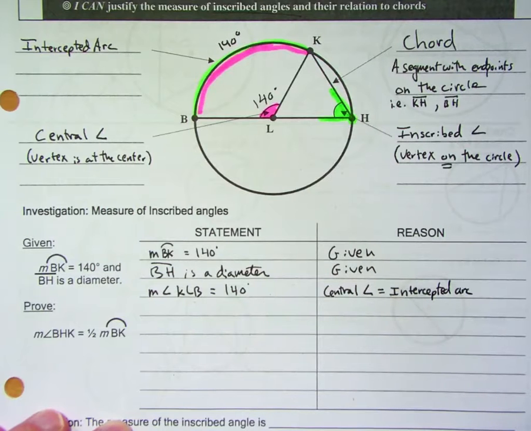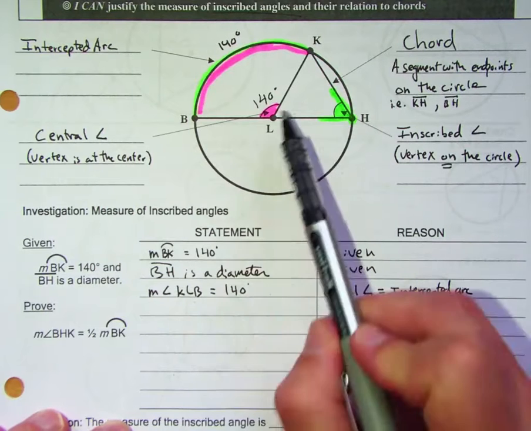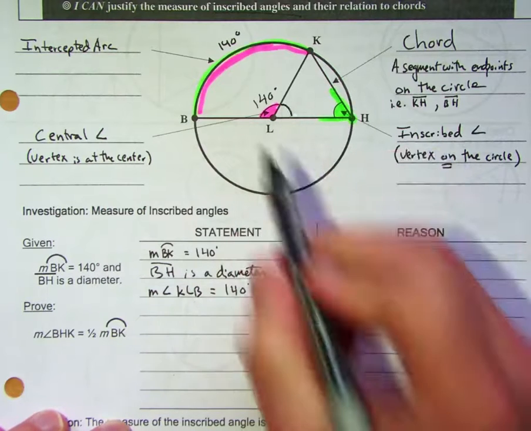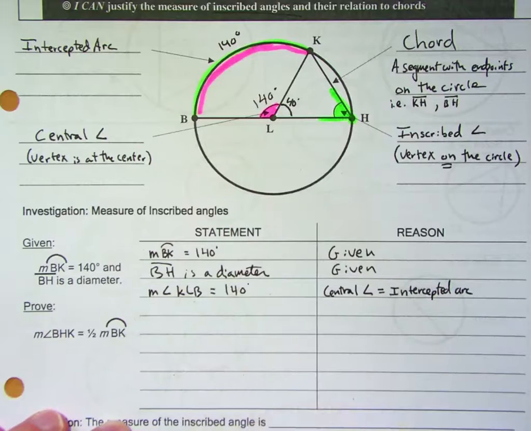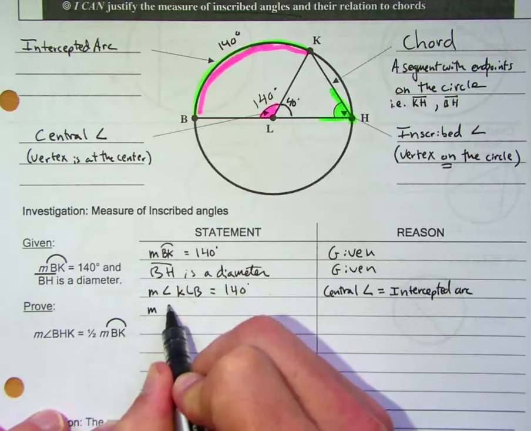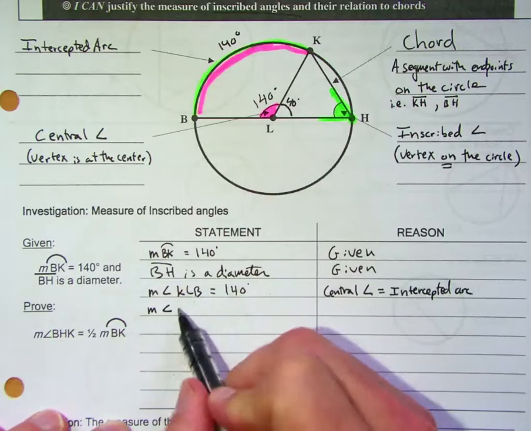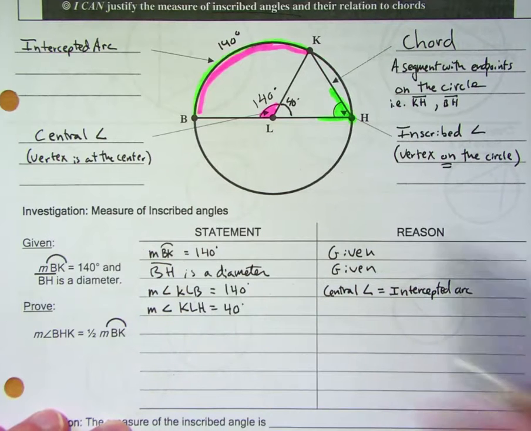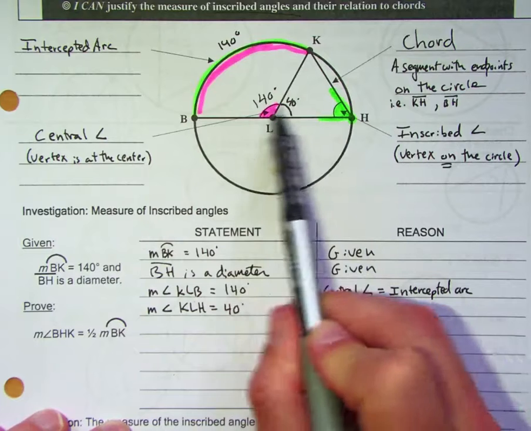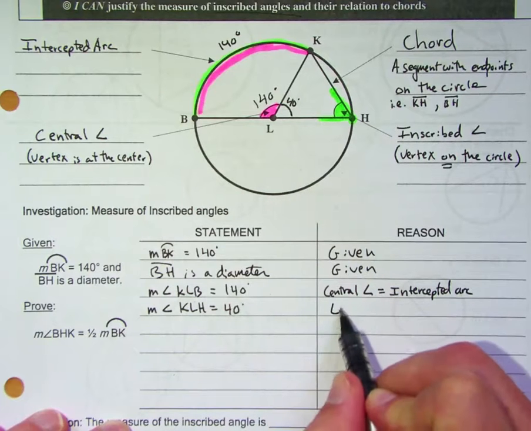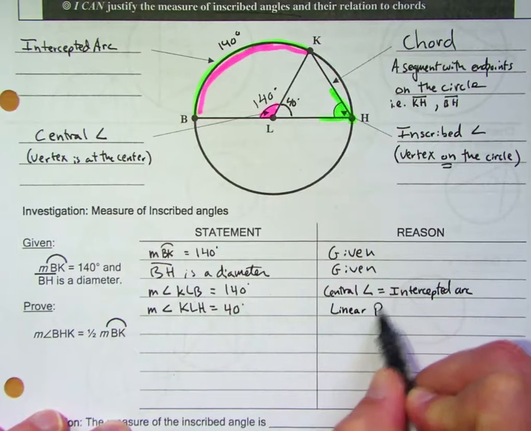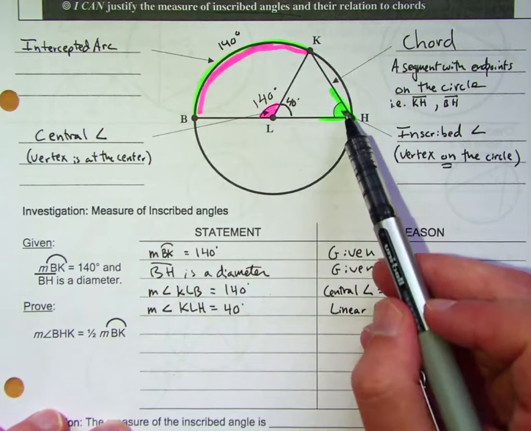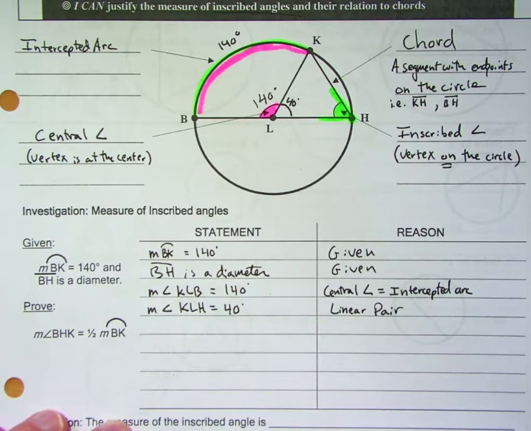Okay, can we go any further? Anything else we can figure out? Well, sure. What about this angle right here? This angle in here we know is, that's right, 40 degrees. So the measure of angle KLH is equal to 40. What's the reason why? These make a straight line and they're adjacent, so that's a linear pair. Okay, we're getting closer to the angle that we're looking for, so we can find a relationship.